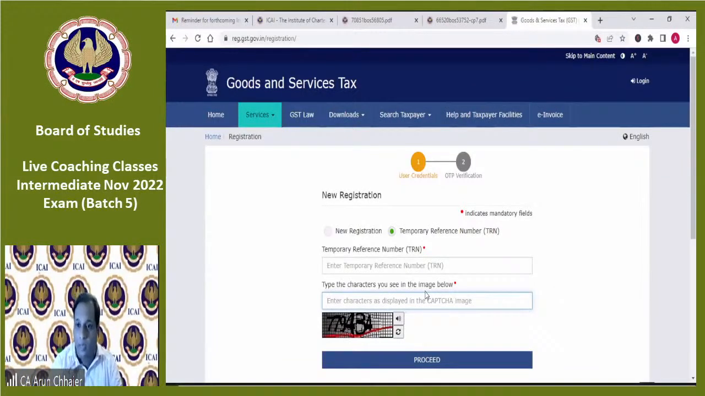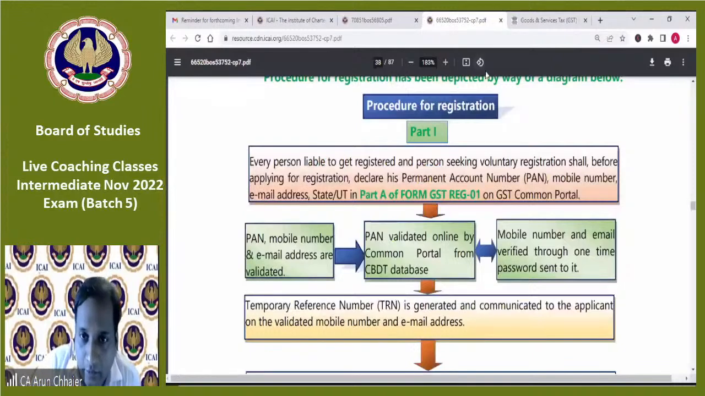HSN code means Harmonized System of Nomenclature. SAC means Services Accounting Code. Suppose I am supplying the goods, I will enter the HSN code of the product in which I am dealing. Suppose I am providing teaching services, I will enter the SAC code of teaching services. Accordingly, a maximum of 5 categories of goods and 5 categories of services can be given at the time of application. So now moving to the institute material, let me complete.